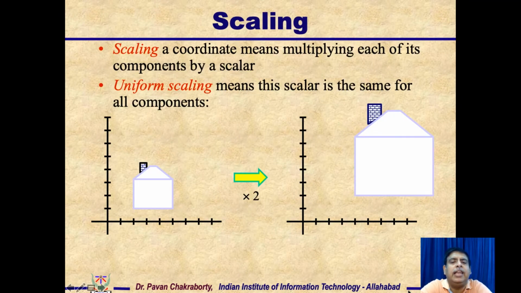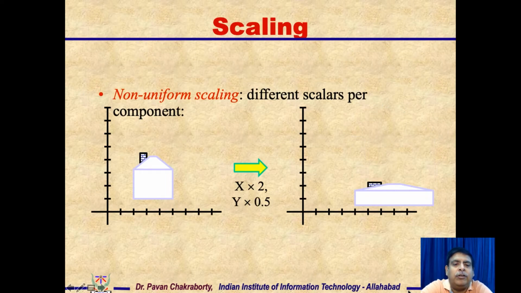Next we come to the scaling transformation. Scaling a coordinate means multiplying each of its components by a scalar. Uniform scaling means this scalar is the same for all components. That is, you enlarge the x-axis by the same amount, enlarge the y-axis by the same amount, and enlarge the z-axis by the same amount. Here in this figure, what we have done is that we have enlarged the x and y axes by 2, and the house which was drawn has been enlarged by 2.